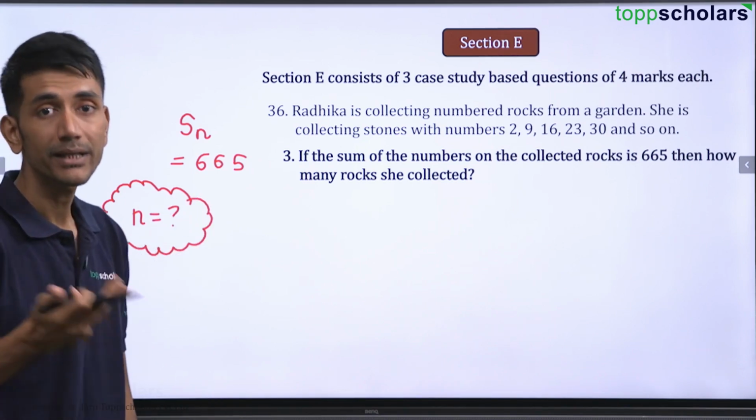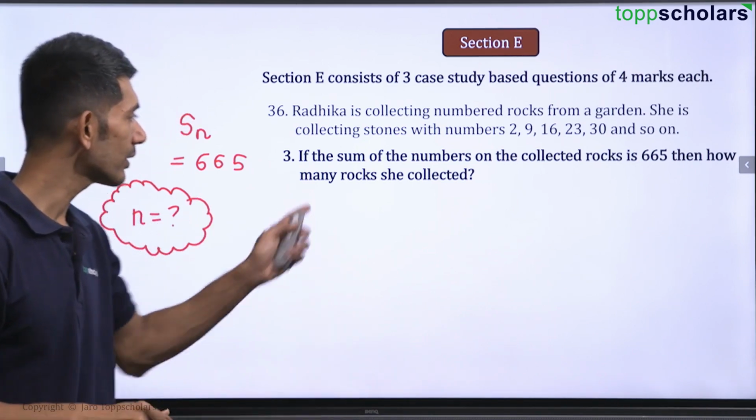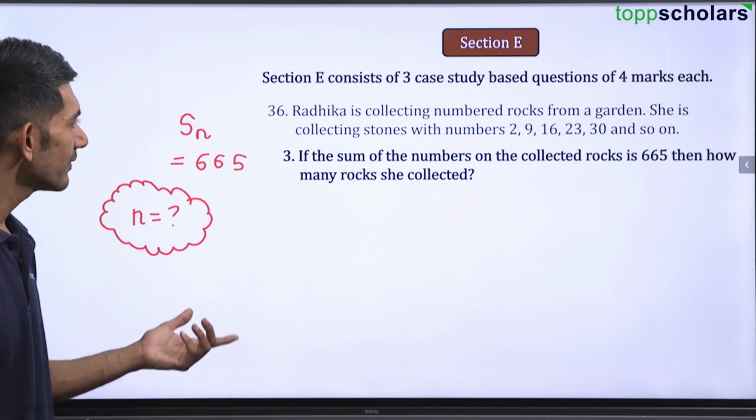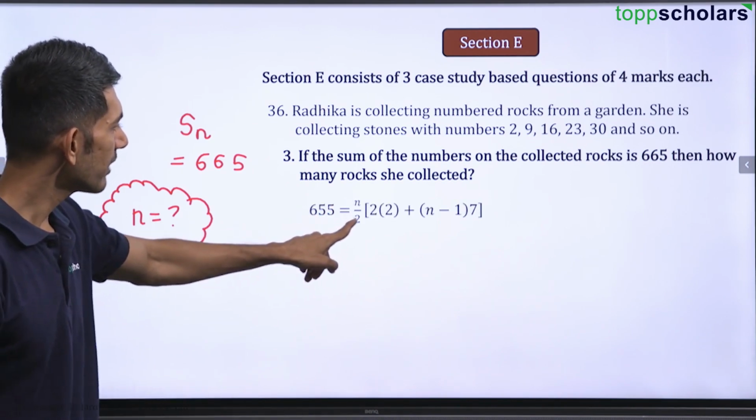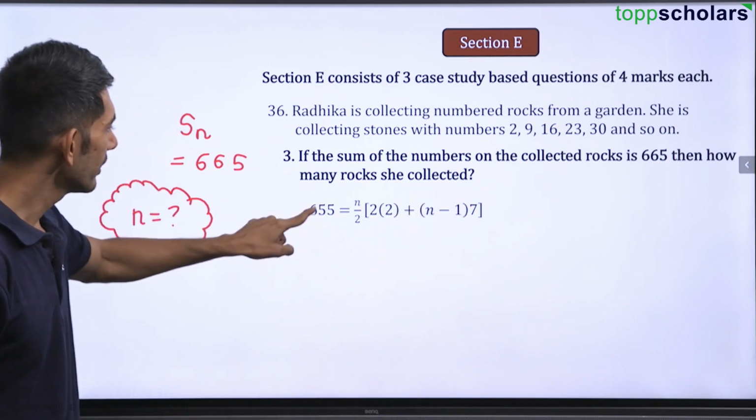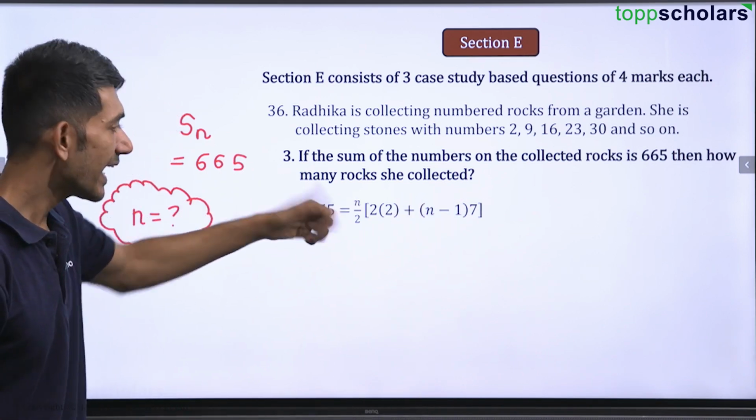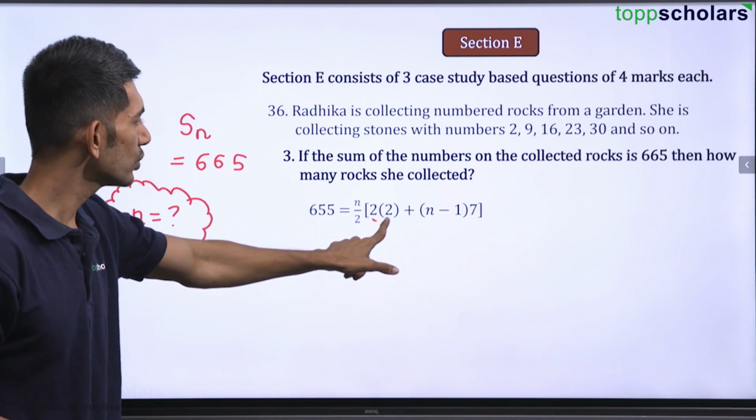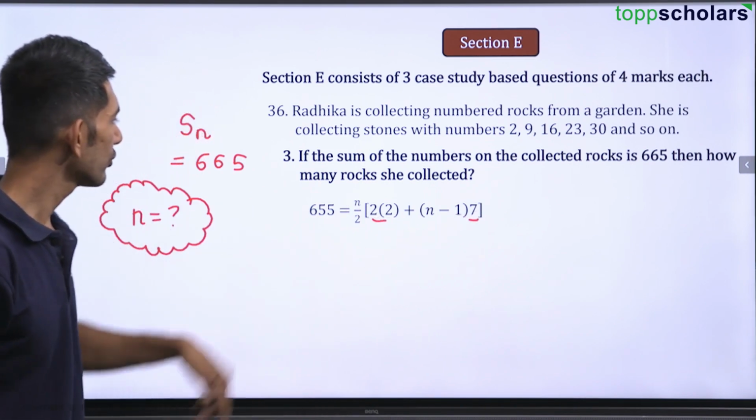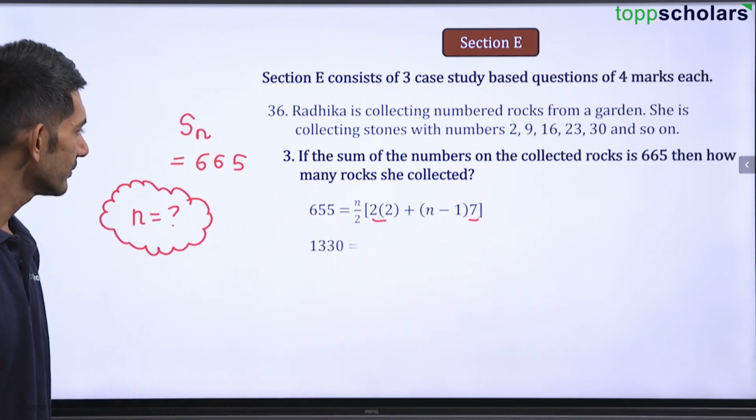Whenever they say how many, that means we are supposed to find out n. So let us do that. Firstly, Sn is given, n by 2, 2a plus n minus 1 into d. Sn is 665, n we don't know, 2 into a, that is 2a, d is 7. Solve it. 2 goes on the other side.